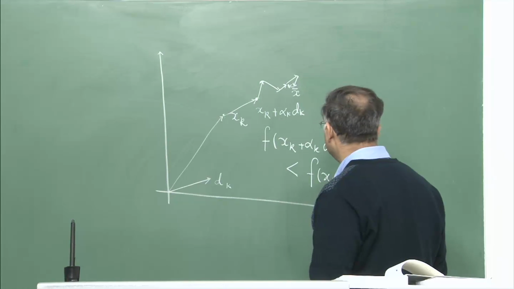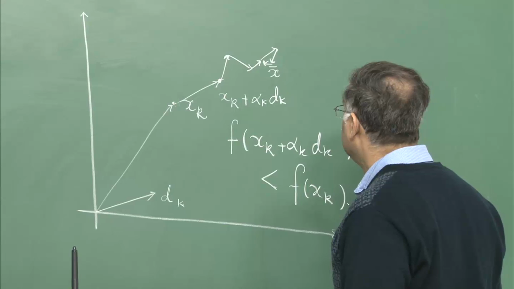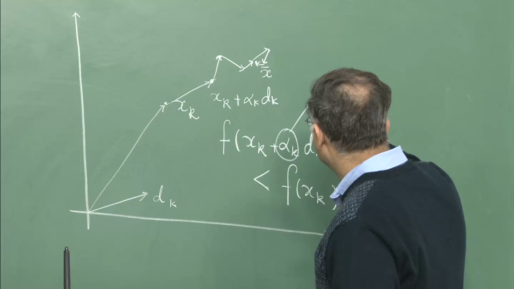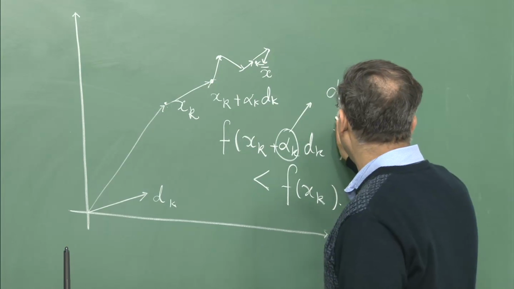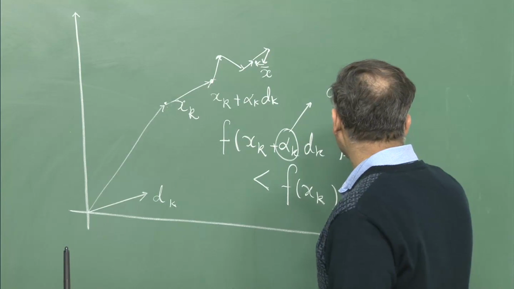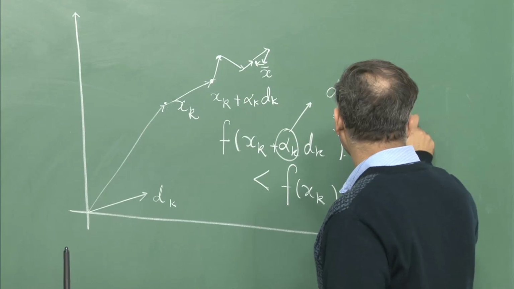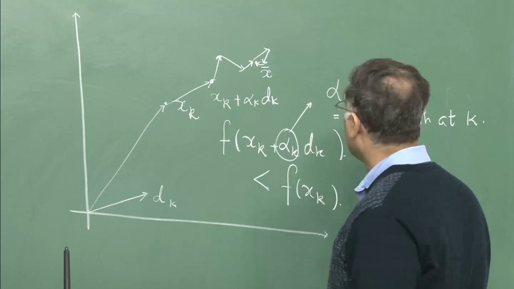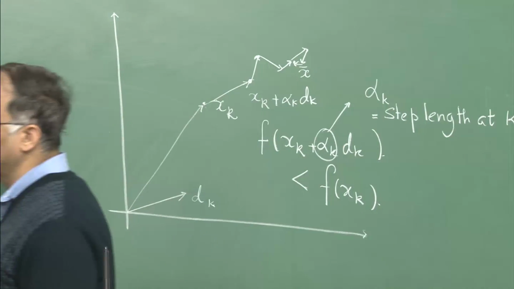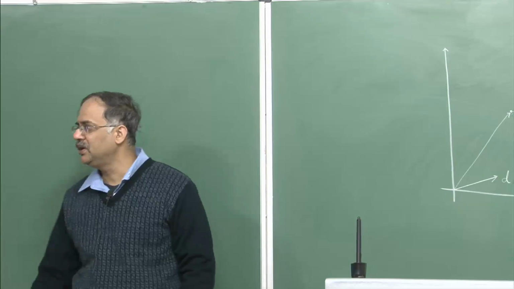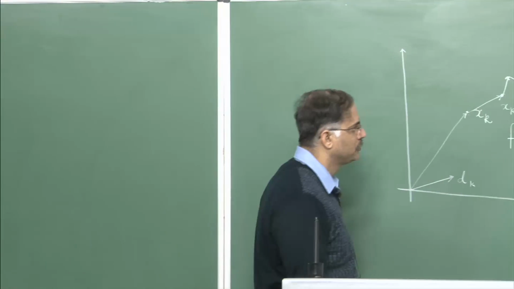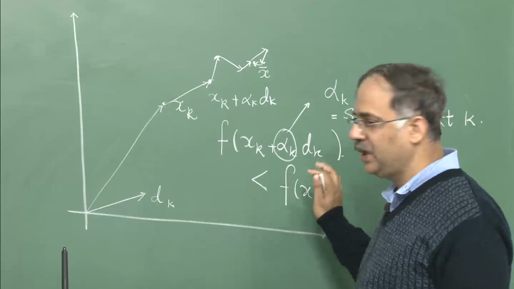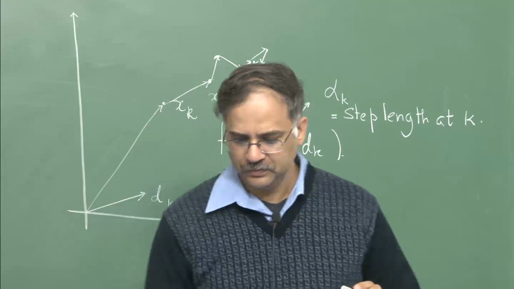Now what is this alpha k? This alpha k is called the step length at k. And this alpha k, the step length at k, plays a fundamentally crucial role. So this is something you need to take care of.